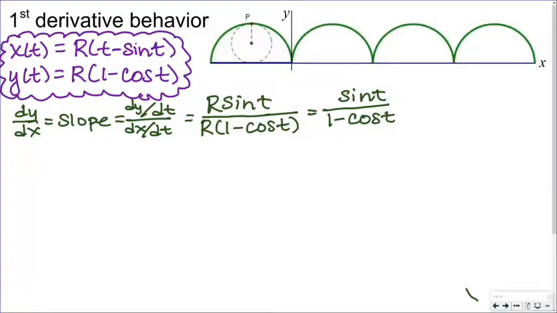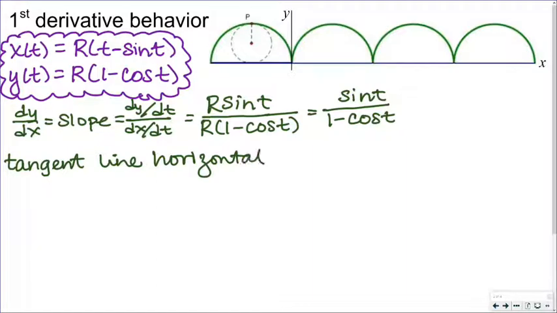Okay, so what do we know here? Well, first of all, I know that the tangent line is horizontal when the slope is 0. So that means when sine t equals 0, and when the denominator is not 0. Okay, well, when is sine t 0? So this would be multiples of pi.